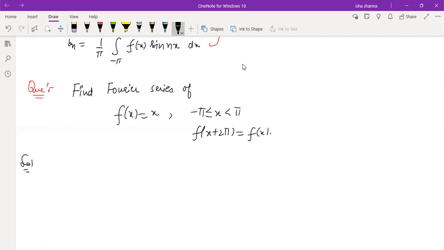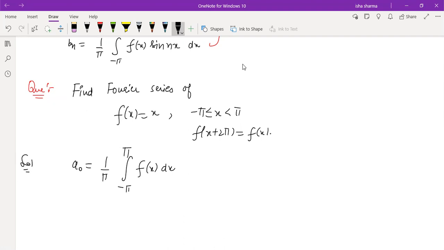So directly we'll start evaluating the constants a naught, an and bn, and then we will substitute them to get the series expansion. So what is the formula for a naught? The formula for a naught is 1 by pi, integral from minus pi to pi of f(x) dx. This function satisfies our conditions, right? It is a function defined over the interval minus pi to pi, and it is periodic with period 2 pi. These were the two conditions required to write the Fourier series. So that's why we are finding that.